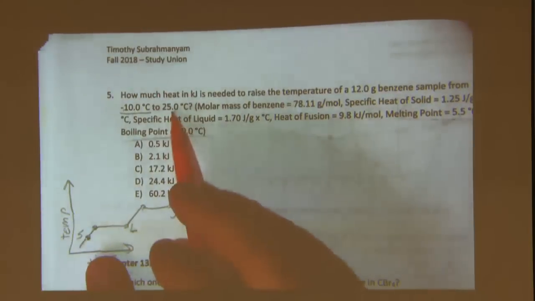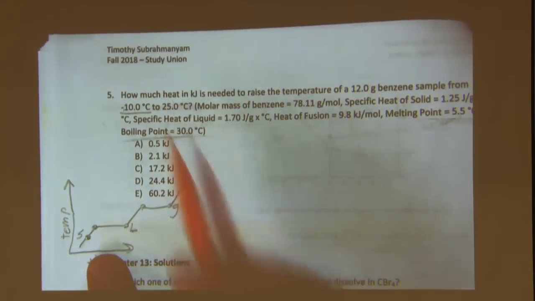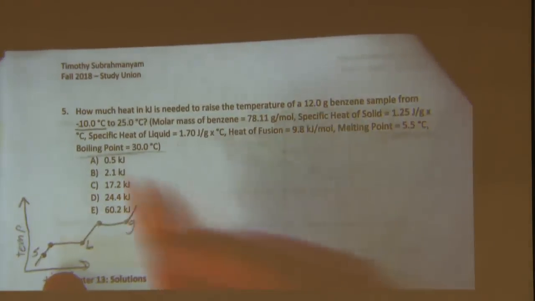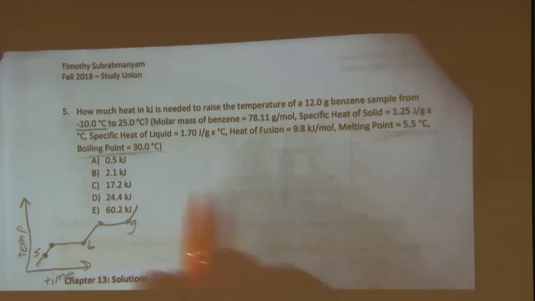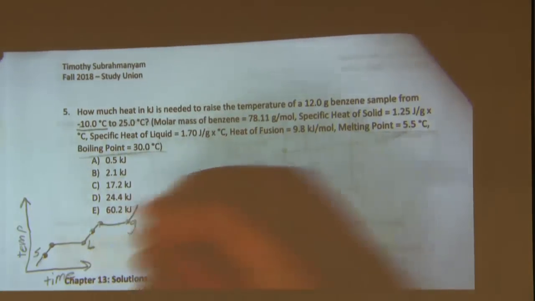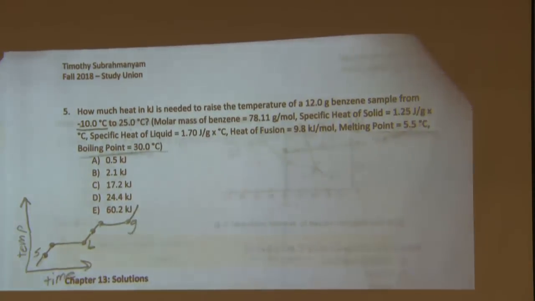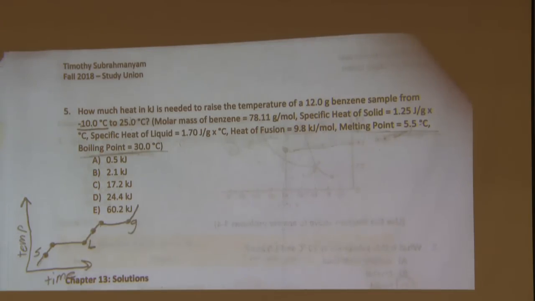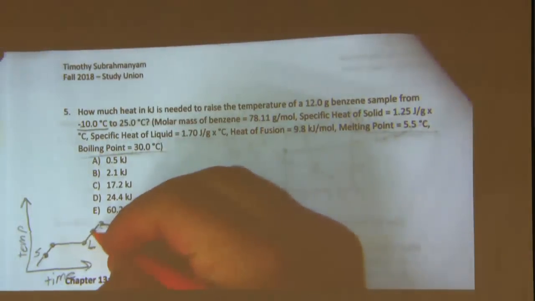And now I need to look at what the phase is at 25 degrees Celsius. Can you guys tell me, looking at this diagram, or looking at the numbers, what the phase is? Liquid, that's right. Because it's after the melting point, so it became a liquid, and it's before the boiling point. If it was past the boiling point, what would it be? Okay, I'm going to ask that again. I heard a lot of you say it, but not loud enough. If it's past the boiling point, what would it be? Perfect, a gas. Okay, so that means we're right about here.